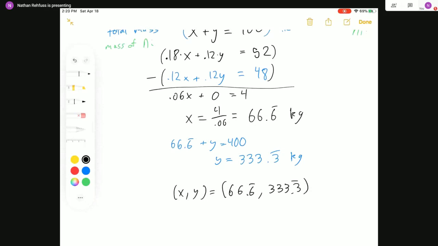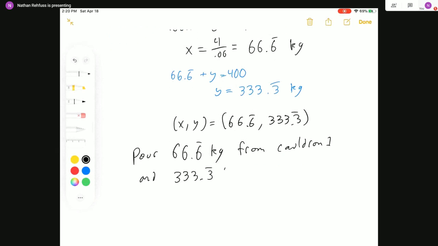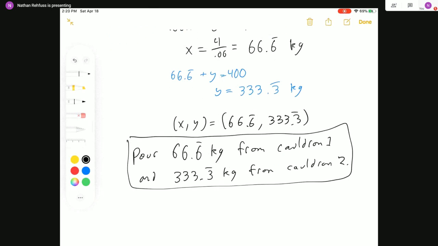But this is a story problem, so it would be better if I wrote my solution in terms of the story, like this. Pour 66 kilograms from Cauldron 1, and 333 kilograms from Cauldron 2. So it's still a system of linear equations. It's just that the trick is setting these things up.